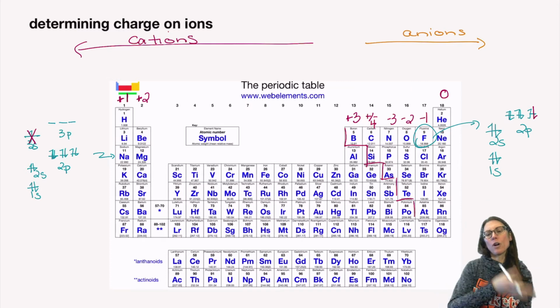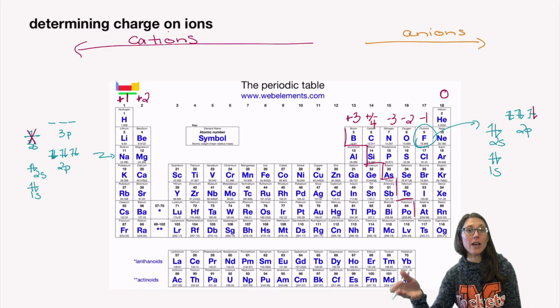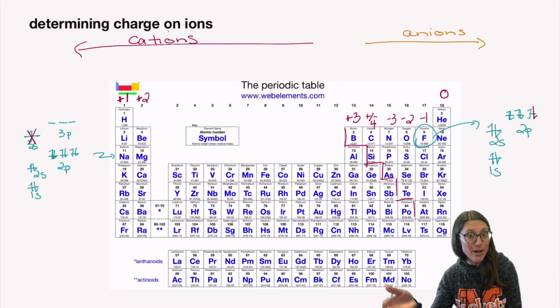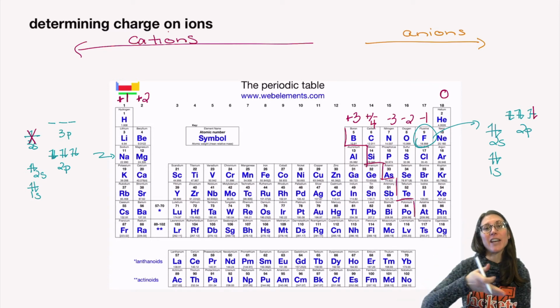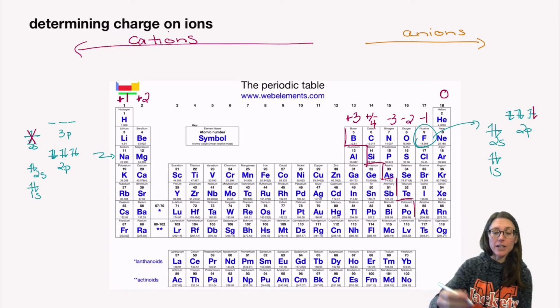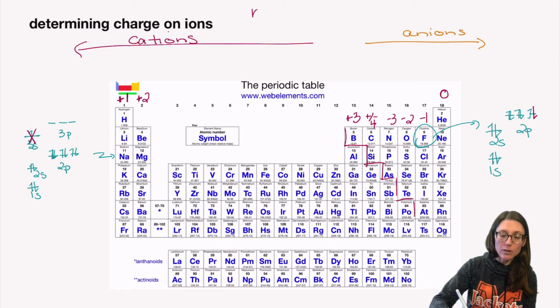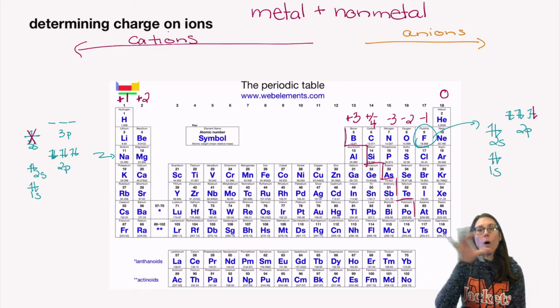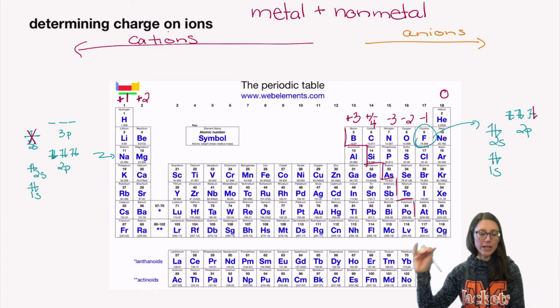So metals form cations, nonmetals form anions. An ionic compound is formed by a combination of anions and cations, which means every ionic compound will always be a metal plus a nonmetal for a simple ionic compound. And so you'll always take one positive thing and one negative thing and put them together.